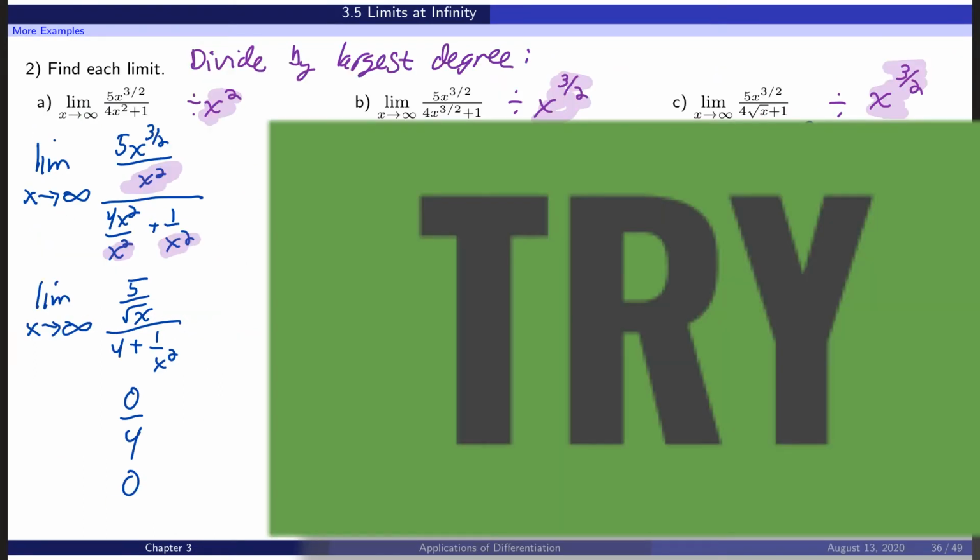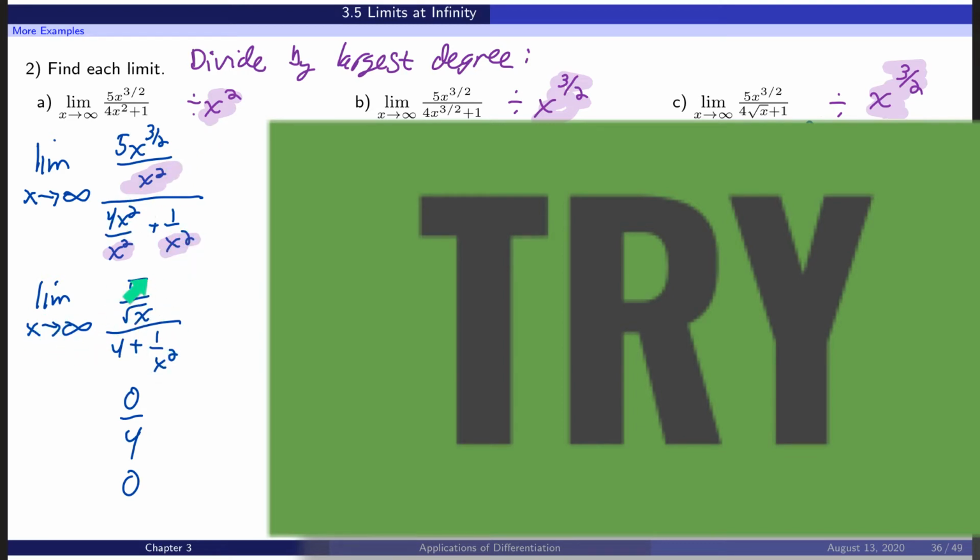Okay, for the next 3 examples, I'll walk you through the first one, and then you're going to try the second and third. So the rule for each of these limits as x approaches infinity is still divide by the largest degree. Largest degree here is x squared. Largest degree in the second one is x to the 3 halves, and largest degree in the third one, you're comparing x to the 3 halves to x to the 1 half, so you're going to divide by x to the 3 halves. Anyway, dividing each term by x squared simplifies into this.